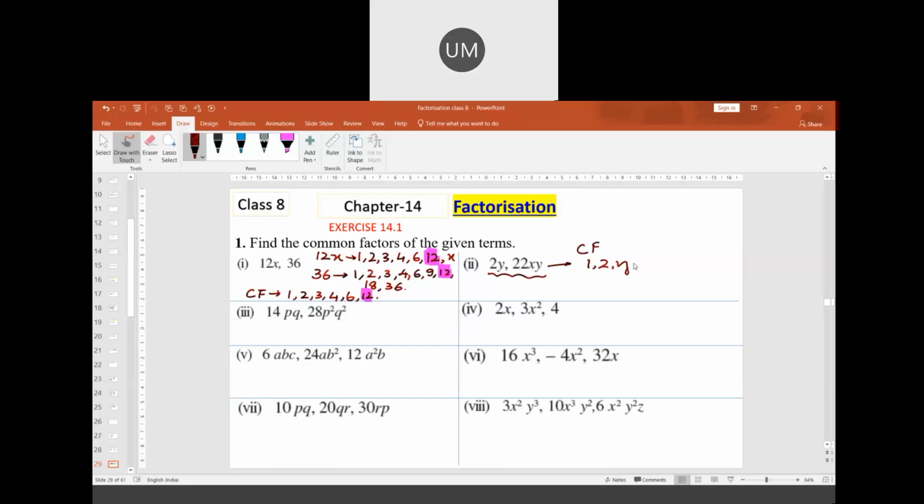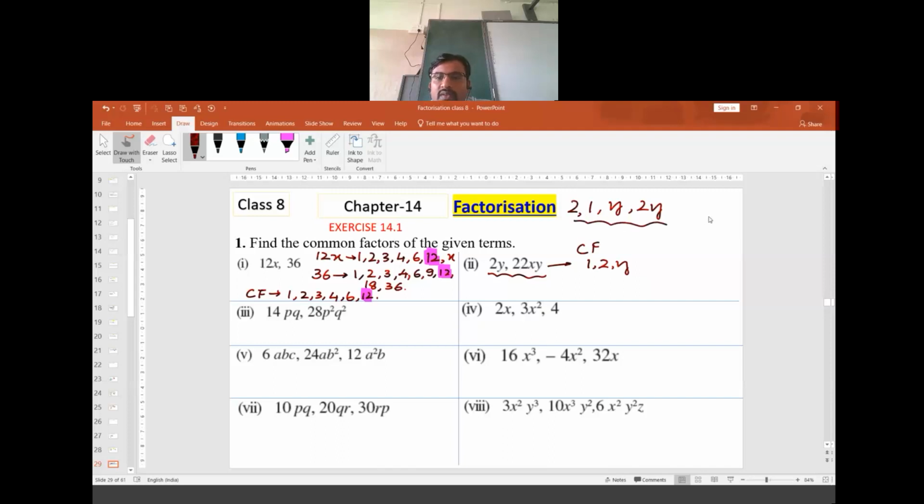Or should we write 1, y, 2y, and also 2? We can write it like this also. I am encircling this and underlining this. Which one is correct? The one written in the upper line is absolutely correct.